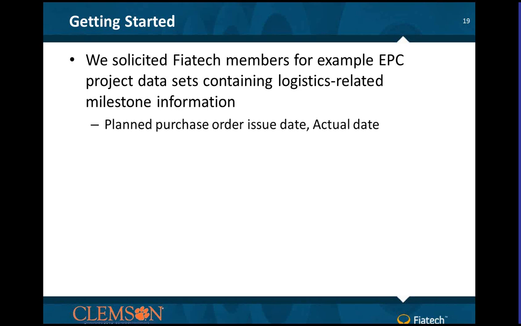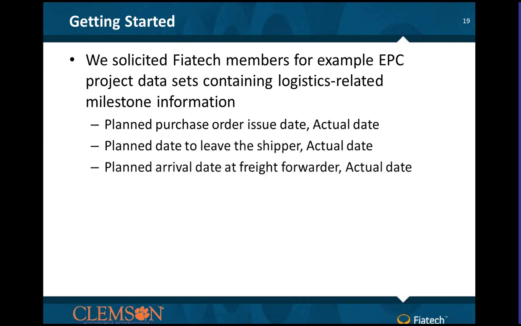Well, we asked them for things like, could you tell us, just for a set of items on a given project, how do your milestones set up? The people we talked to said, well, we have things like milestone targets and actuals for when the purchase order is issued, when it leaves the shipper, when it arrives at the freight forwarder, etc. Every company might have different milestones. This approach applies to any milestones we wish to evaluate, which is one of the strengths of it. The key here is we're looking for both the planned and the actual of any type of input or milestone or predictor that we're going to use.